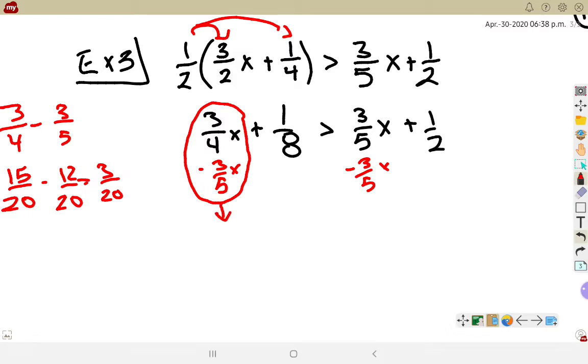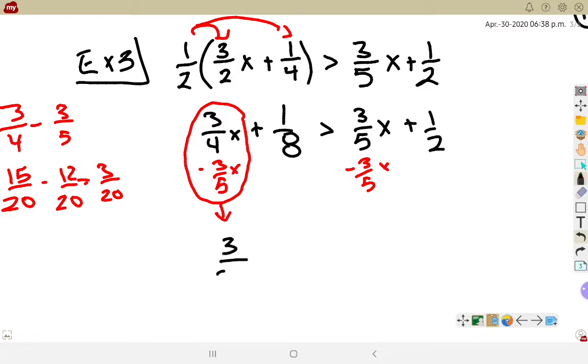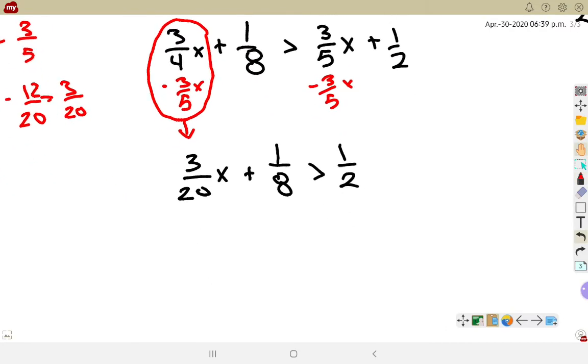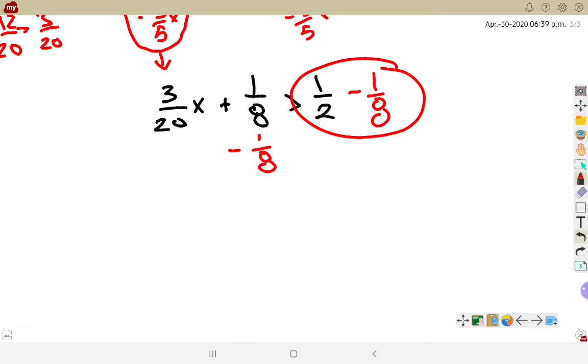Okay, so this here, I'm going to rewrite it now as 3 over 20. So I have 3 over 20 x, don't forget to bring the x back, plus 1/8. It should be larger than 1/2. Okay, well now I've got to get rid of my constant on both sides, so I need to subtract 1/8 from both sides. Now this one should be a little bit easier to do in your head.